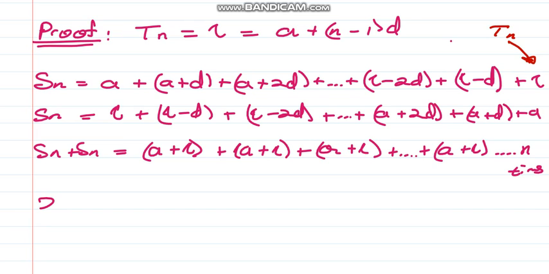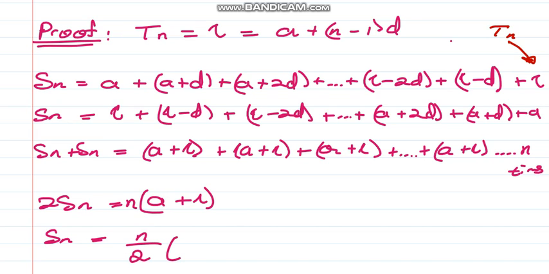So we can write Sn plus Sn as 2Sn. Then we can write this as a plus L, times n, because this is going to happen n times. We're going to get a plus L, a plus L, a plus L, n times. And therefore our Sn can be given as n over 2, times a plus L. Now, the formula that you have here is the final formula for Sn.